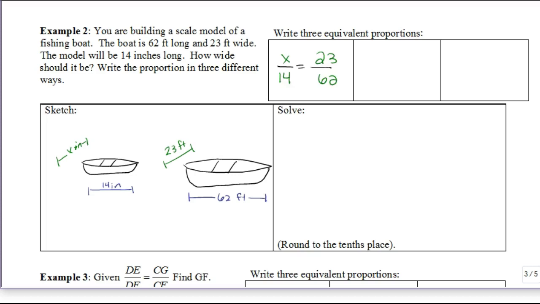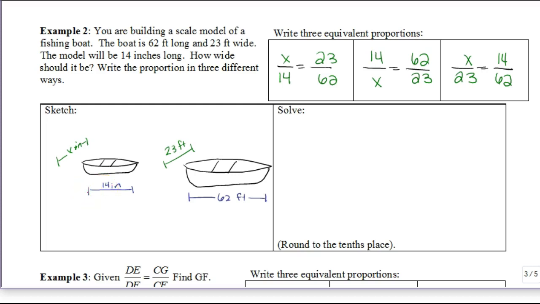My first proportion just compares the width to the length of the model and the width to the length of the actual boat. My next proportion just uses the reciprocal, comparing the length to the width this time. And my last proportion compares widths to lengths.